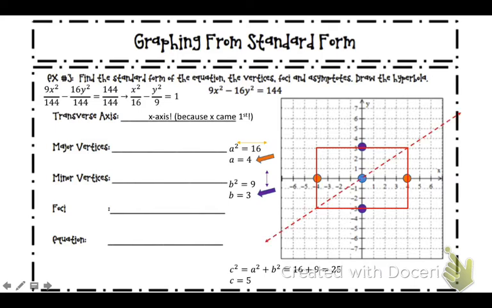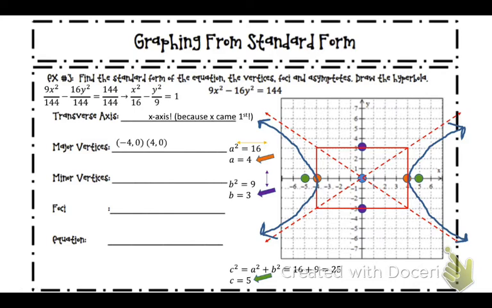Then I'm going to draw my asymptotes. And let's plot our focus, and it's in the direction of my transverse axis. So I'm going to go left 5 and right 5. There's that one, and there's that one.